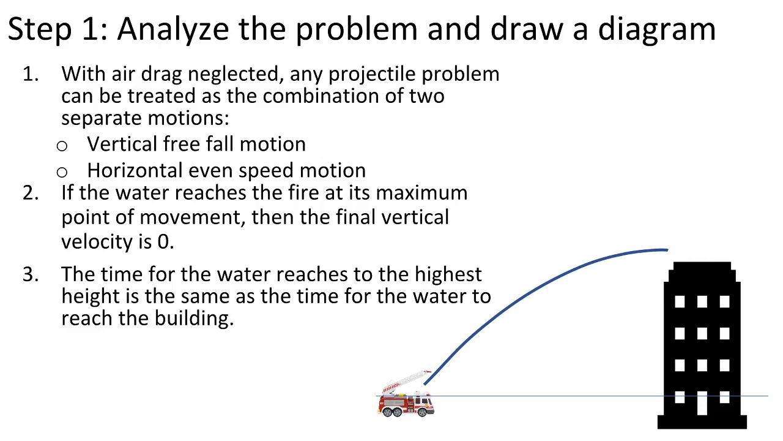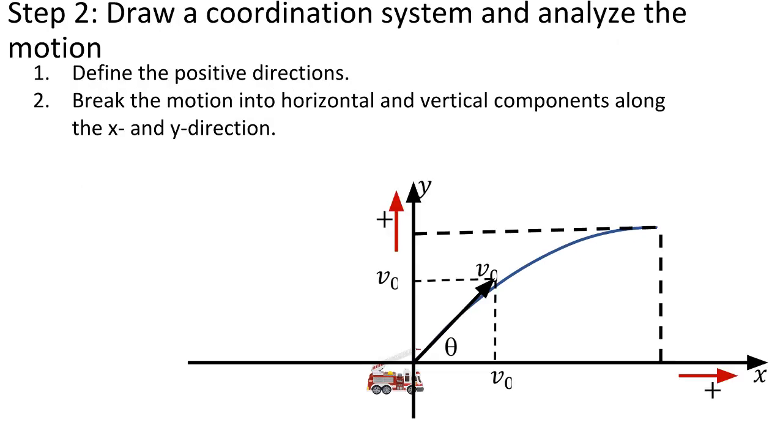And the second point to note is that if the water reaches the fire at the maximum point of movement, then the final vertical velocity is zero. And that will be very critical in solving the problem. For the third step, we can therefore conclude that the time for the water to reach the highest height will be the same as the time to reach the building because of what has been given to us. So for the second step, we need to draw a coordinate system and analyze the motion.